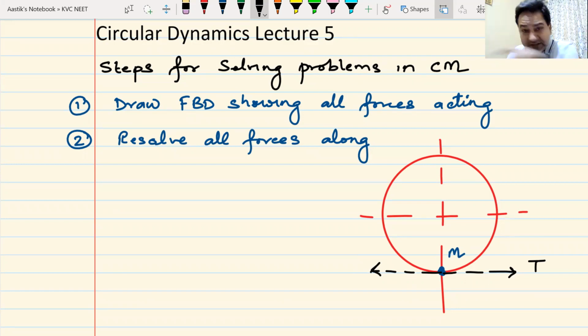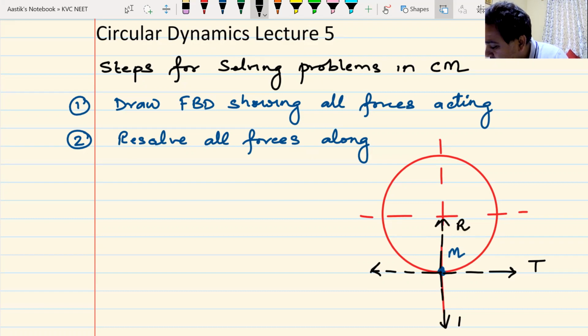No matter what, this is the tangential direction. Then what is the radial direction, or the centripetal direction? This direction here is the centripetal or the radial direction. Do we understand this? Yes or no?